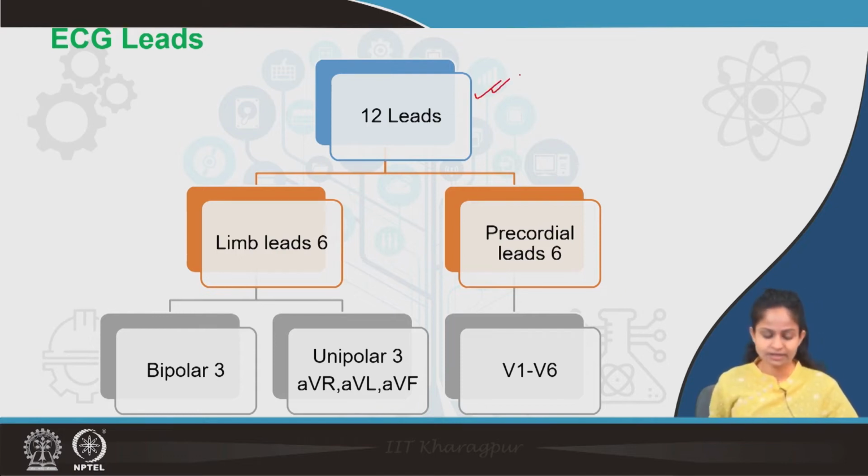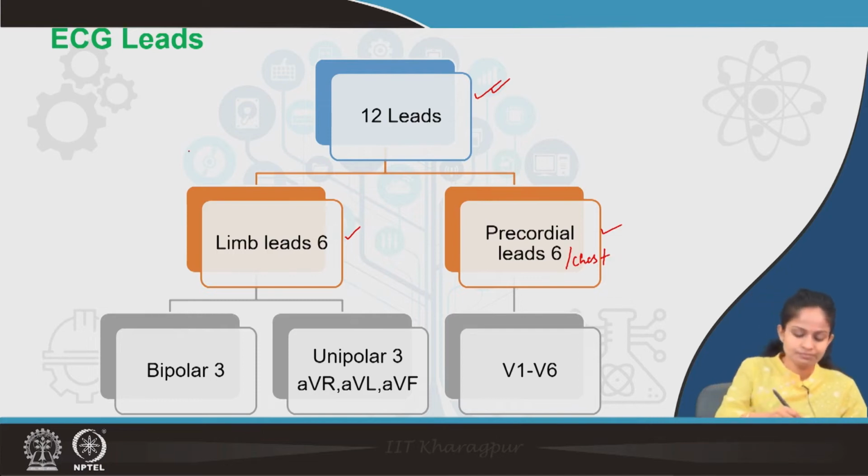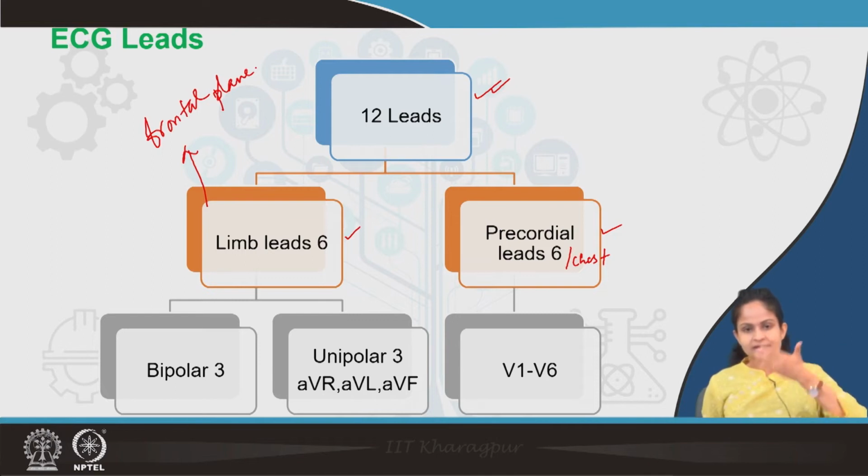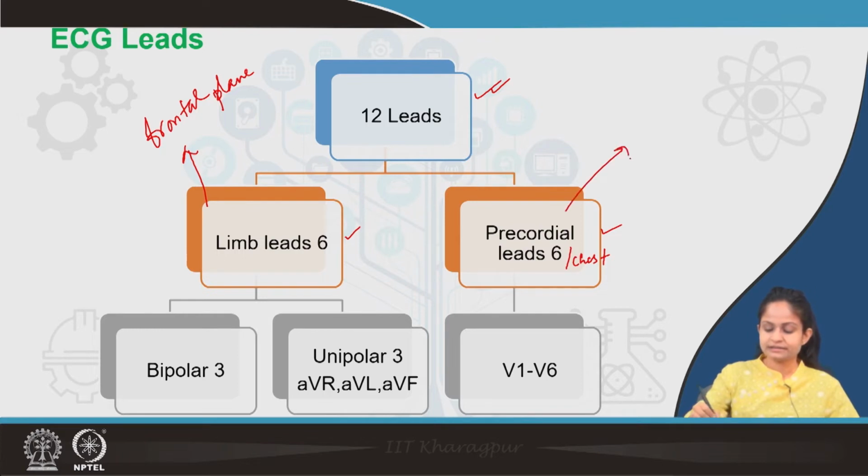In the 12 lead ECG, we have 6 limb leads and 6 precordial or chest leads. These precordial leads are nothing but the chest leads. Now, the limb leads usually measure the electrical activity of the heart in the frontal plane or coronal plane, that is, they measure from the front. But the chest leads usually measure the electrical activity from the horizontal plane.